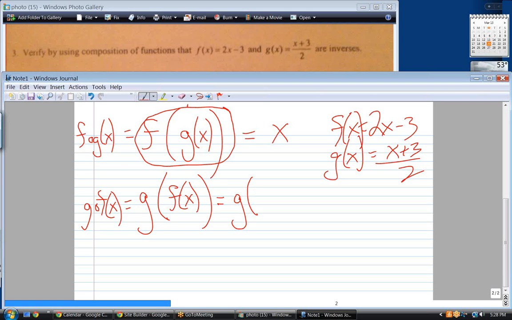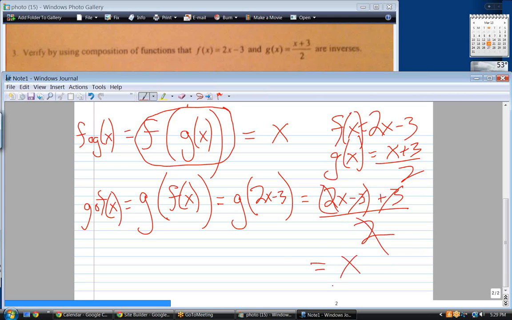In other words, g of f of x is the same as g of 2x minus 3. Just substitute what f of x is. And then that's going to be what? It's going to be 2x plus 3 over 2. First of all, wherever we find x, we're going to substitute 2x minus 3. That's the first thing we did. And then we're going to add 3, and we're going to divide by 2. The 3's cancel, the 2's cancel, and this whole thing is also equal to x. So that proves that g of f of x is also equal to x.